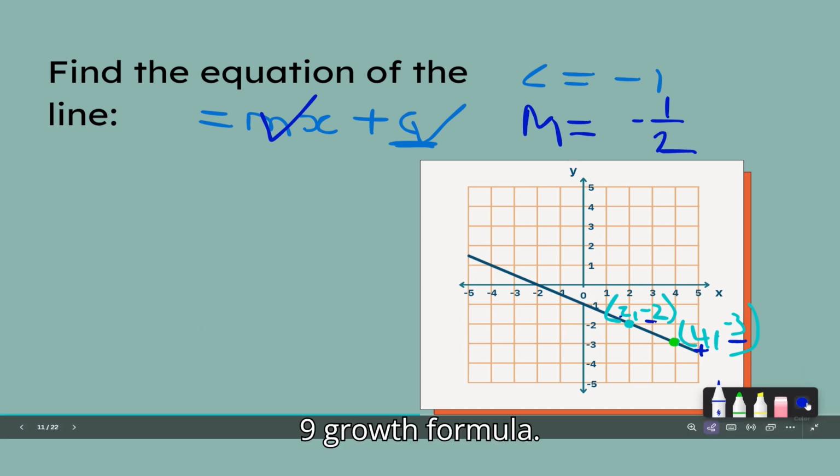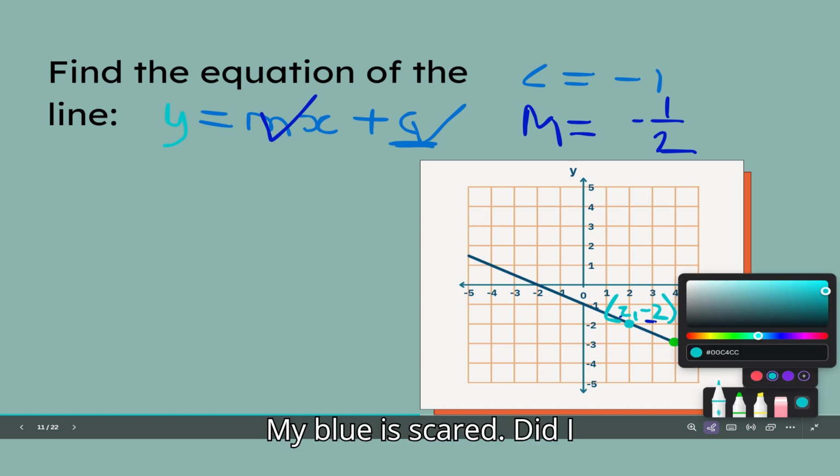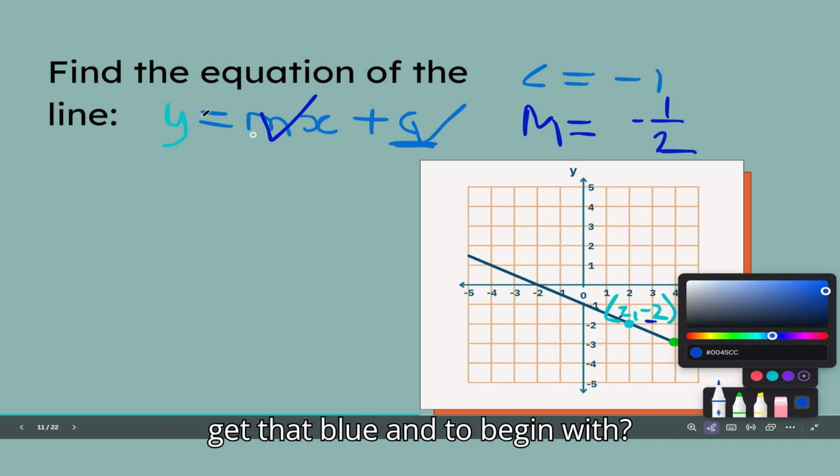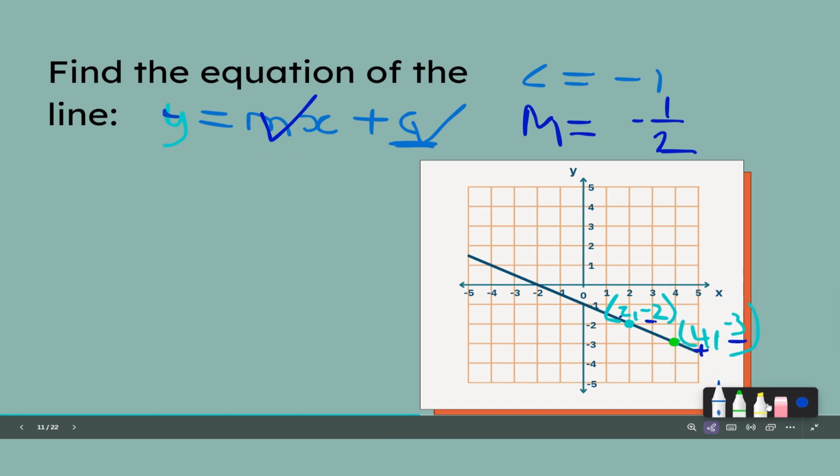And now we can write it into our line graph formula. Ooh, my blue is weird. Where did I get that blue to begin with?